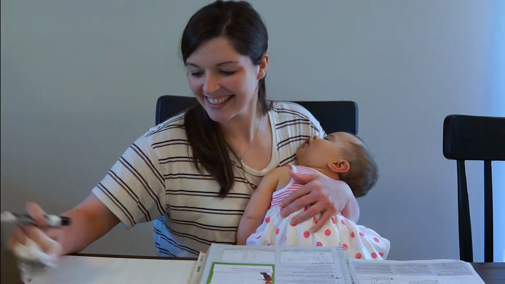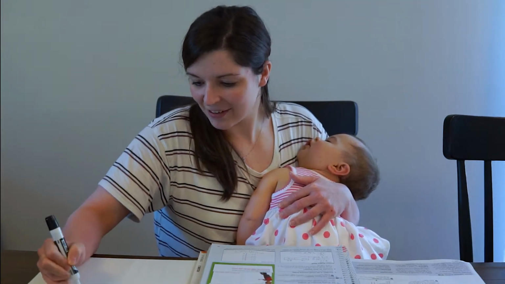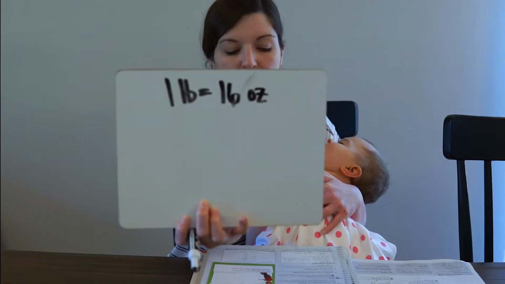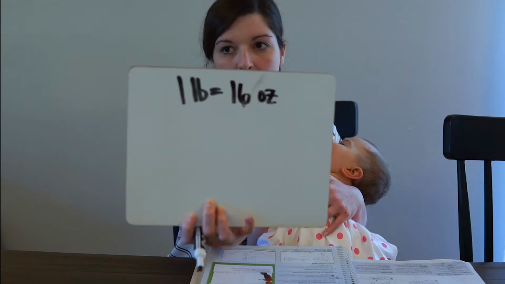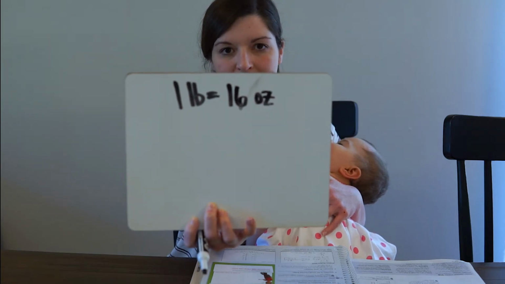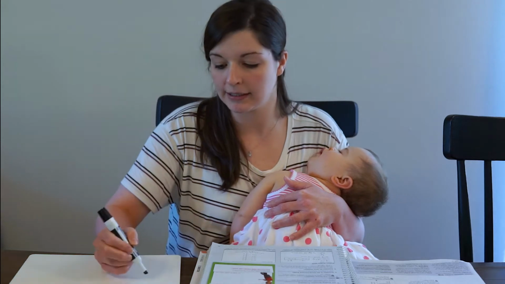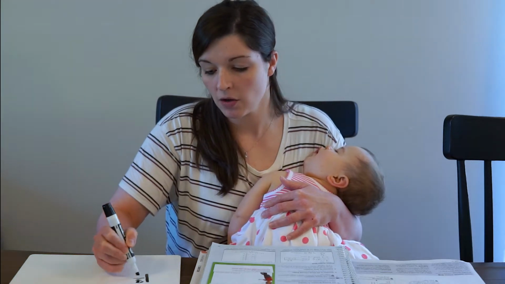1 pound equals 16 ounces, and OZ is the abbreviation for ounces. So will you write that down on your paper? 1 pound equals 16 ounces. Okay, if the dogs are eating 1 3/4 pounds each, let's figure out how many ounces that is. So we are moving from the bigger unit, pounds, to the smaller unit, ounces.